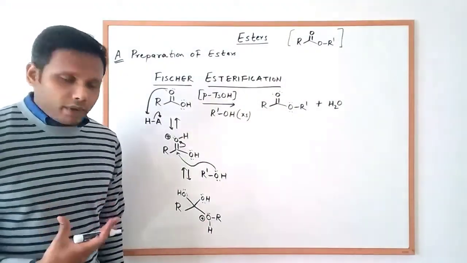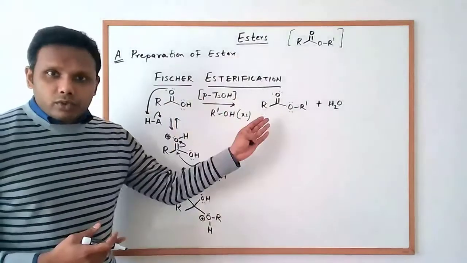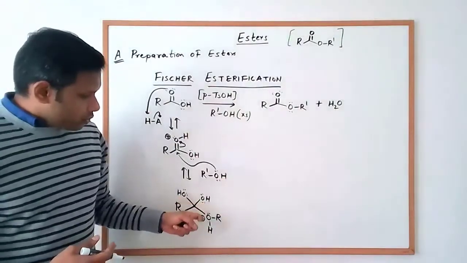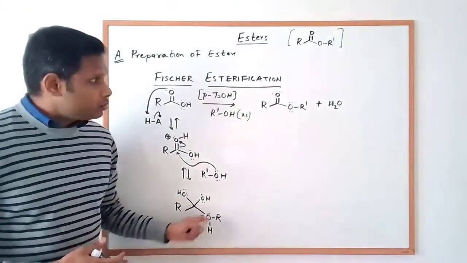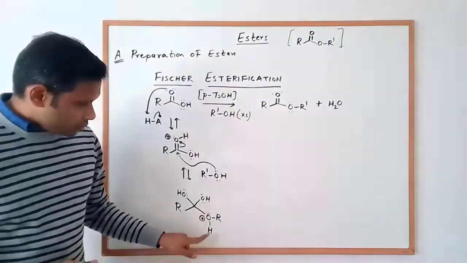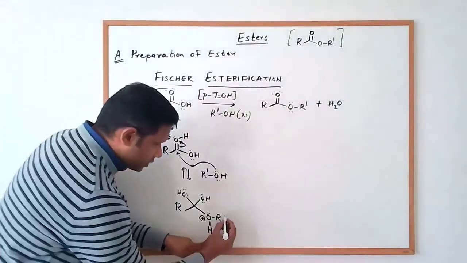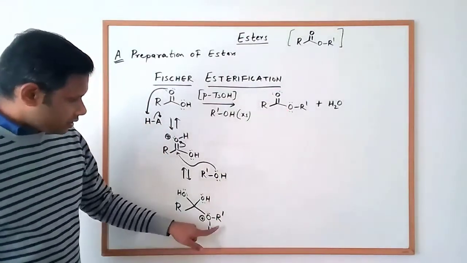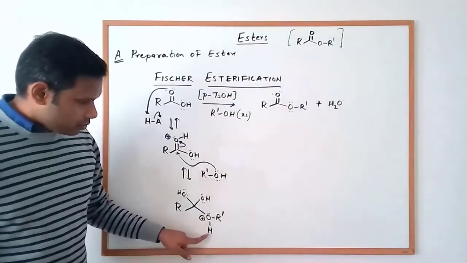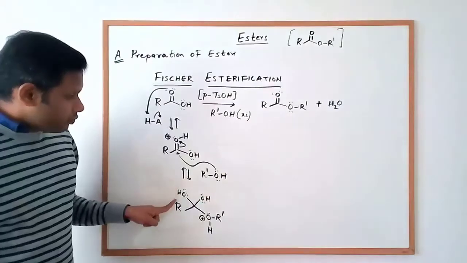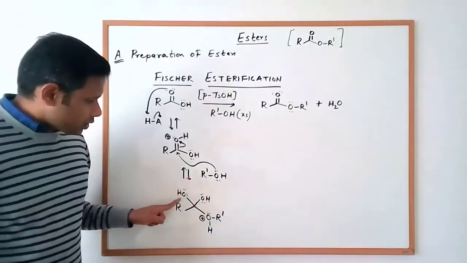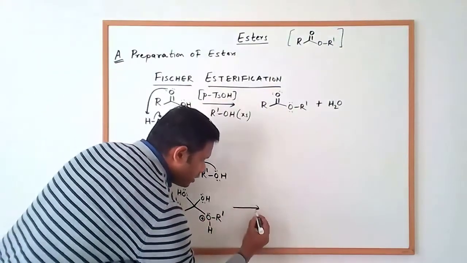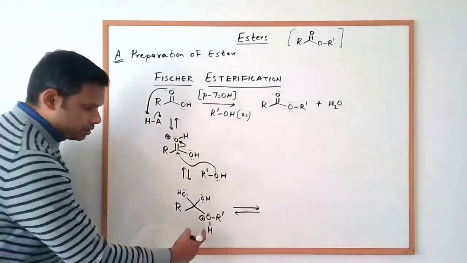Now, like with any other mechanism, always keep focus on the target. Where are we going? Okay. So if you look at it, to go from this intermediate where we are now to the product ester, we need to deprotonate this oxygen here. We need to remove this hydrogen. Okay, that was R prime. So we need to remove that hydrogen, and then we need to get rid of one of the hydroxyl groups here and put a double bond back. So since we need to deprotonate, the next step here is going to be the deprotonation.